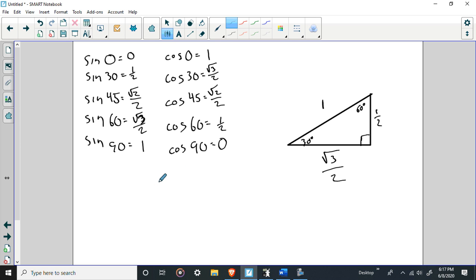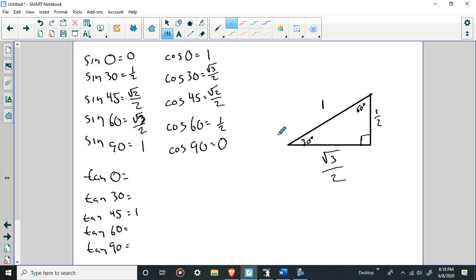The last one we need to know, which is not in your sheet, is tangent. Okay, so we need tangent of 0, tangent of 30, tangent 45, we said was 1, tangent of 60, and tangent of 90. Okay. I didn't put tangent on your notes because your notes are for the unit circle, and tangent's a totally different animal, but let's do it anyway.